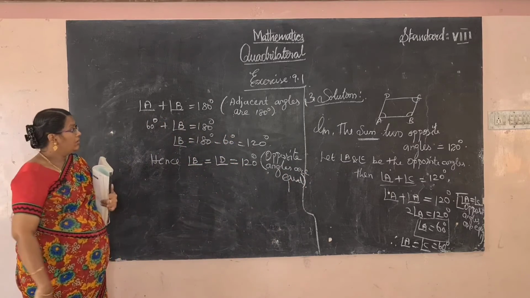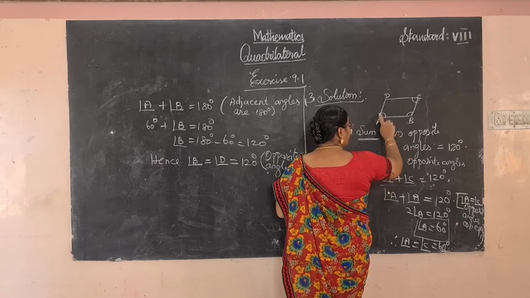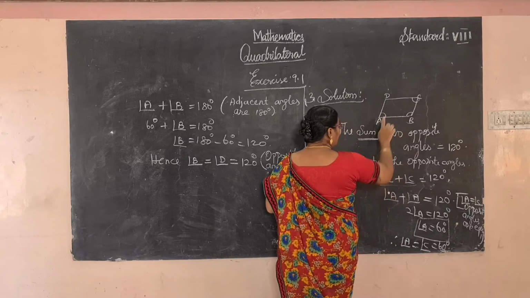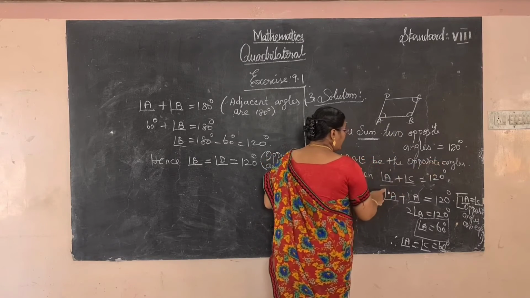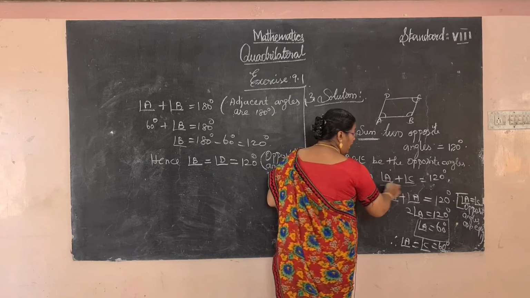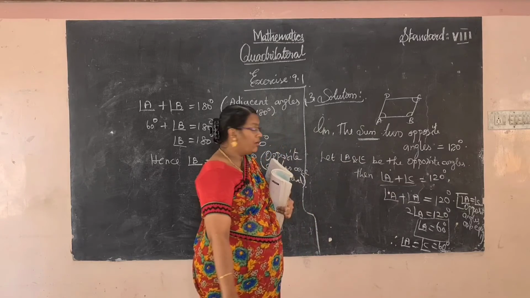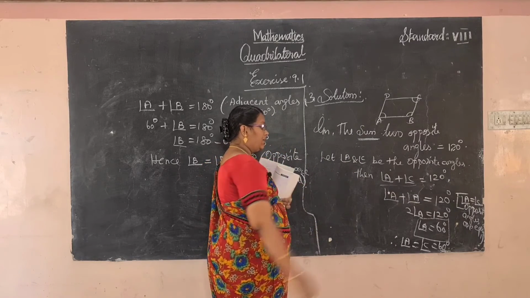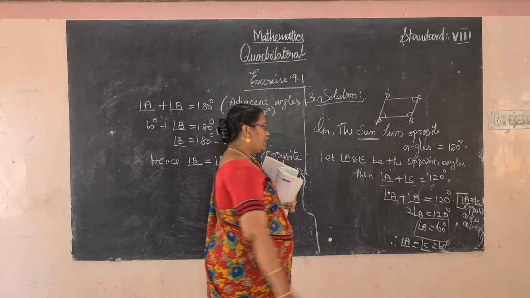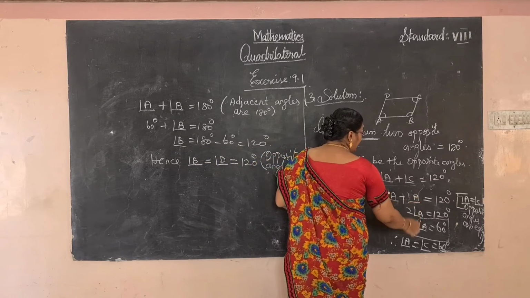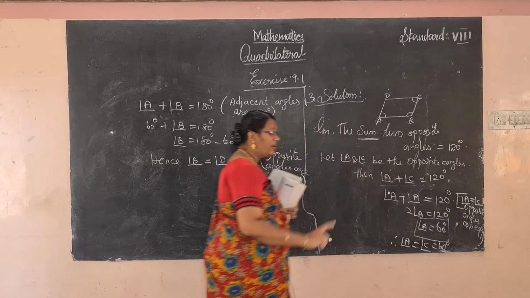Okay, very clear. Here the sum of two opposite angles is given. We have considered from the diagram that angles A and C are opposite angles. Sum means we have to add. Another condition is that opposite angles are equal in a parallelogram. So angle A plus angle C, we have considered, is 120. So 2 times angle A, we find out one angle value.